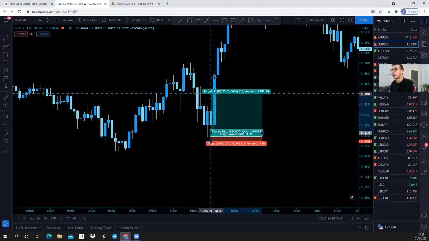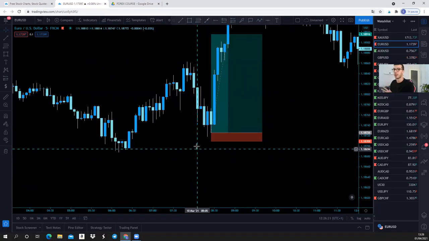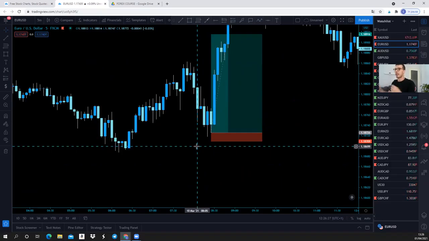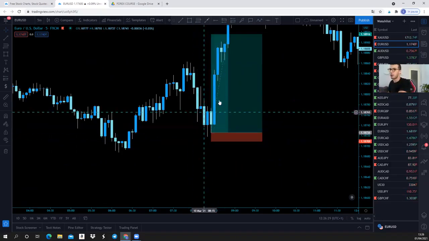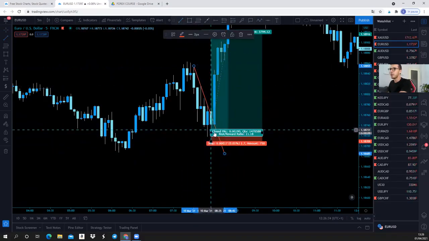I know it's crazy, but this is the nature of the market, which is fractal. We saw the same setup on the 15 minutes, same setup on the 5 minutes inside of that 15 minute setup, and possibly same setup on the 1 minute right here, breaking this move and everything.